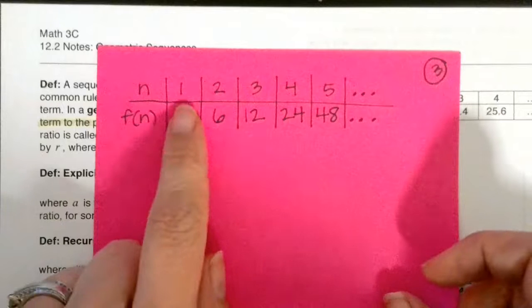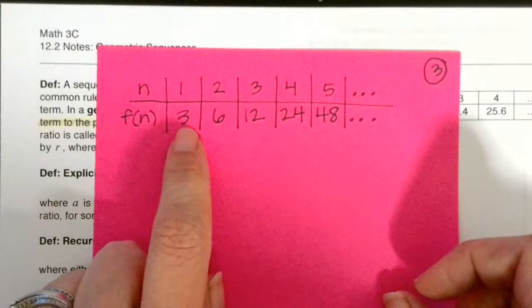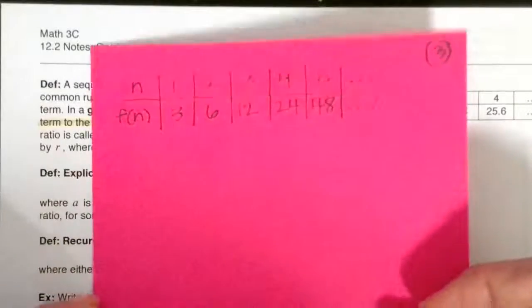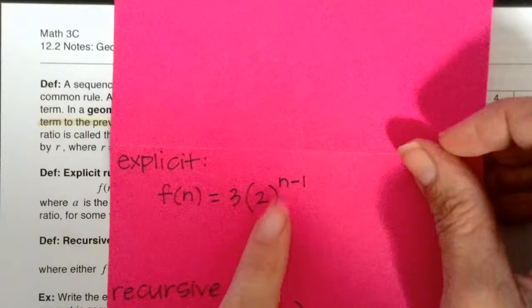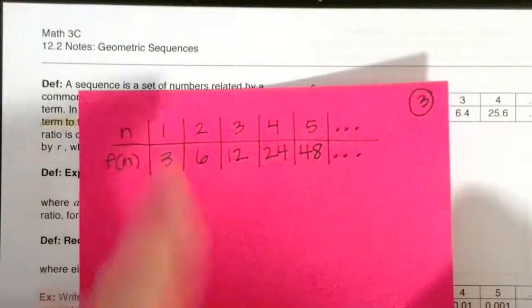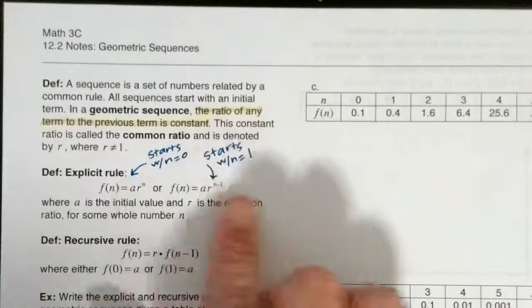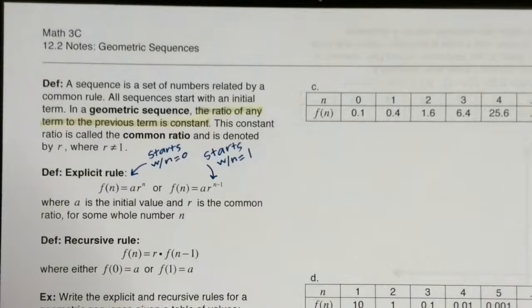Okay, let me show you another one that starts with a 1. Here is a sequence where we can clearly see the first term is n equals 1, and it has a value of 3. But when you go to look at the formula for this one, it has an n minus 1. So that number right there corresponds to its initial term right there. So that's what I mean about this right here. Okay, so that's the explicit formula.